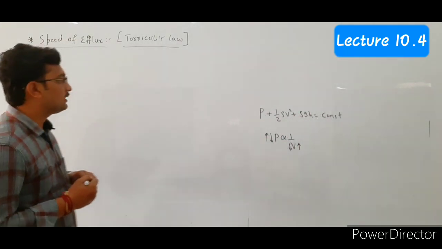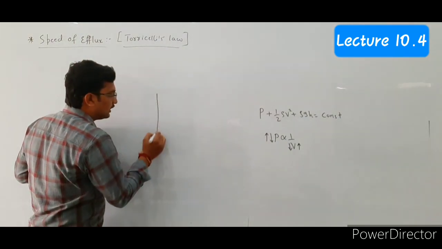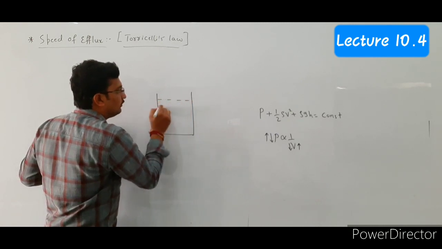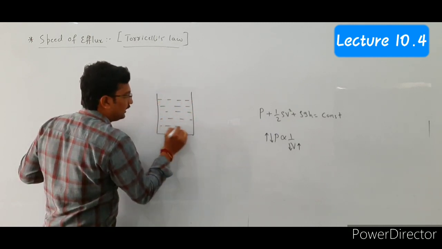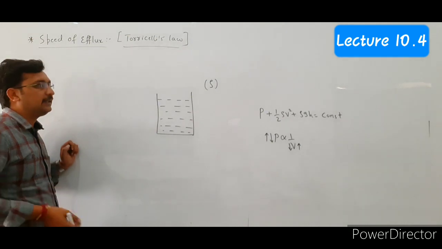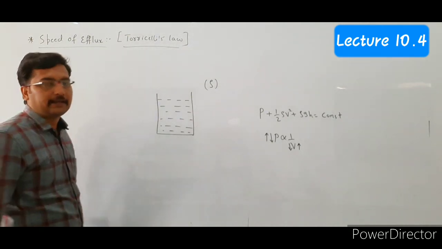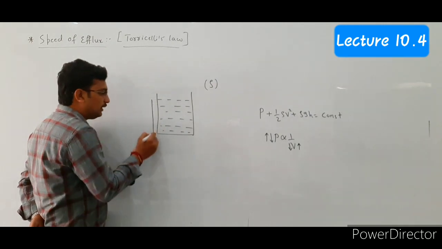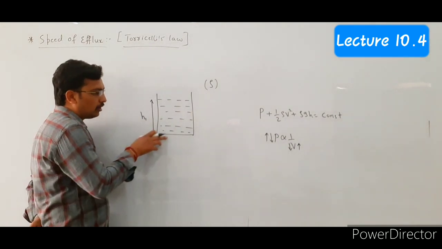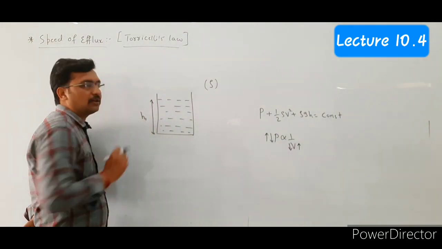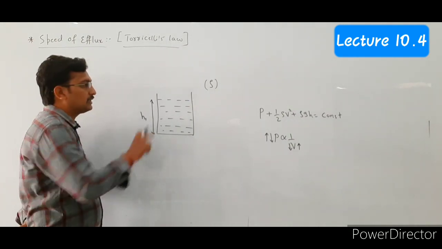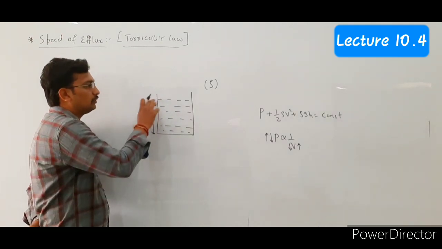See here, in this case we are going to consider a tank. Consider this is a tank filled with some liquid of density rho. Let rho be the density of the liquid inside the tank. Let h1 be the height of the liquid from the bottom surface of the tank to the surface of the liquid.